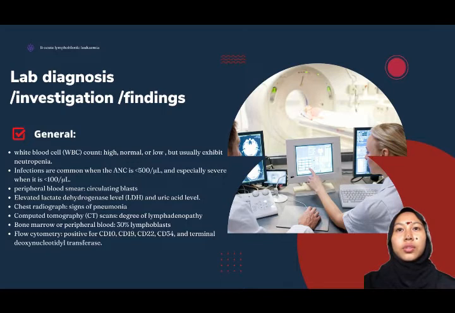Chest radiograph showed signs of pneumonia. CT scan showed a degree of lymphadenopathy. Bone marrow or peripheral blood showed at least 30% lymphoblasts. Flow cytometry showed positivity for CD10, CD19, CD22, CD34, and terminal deoxynucleotidyl transferase.